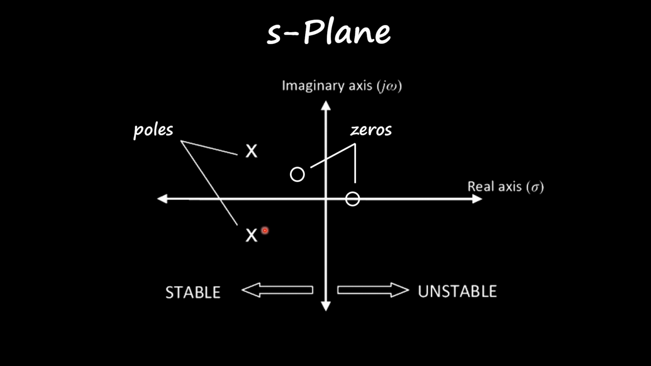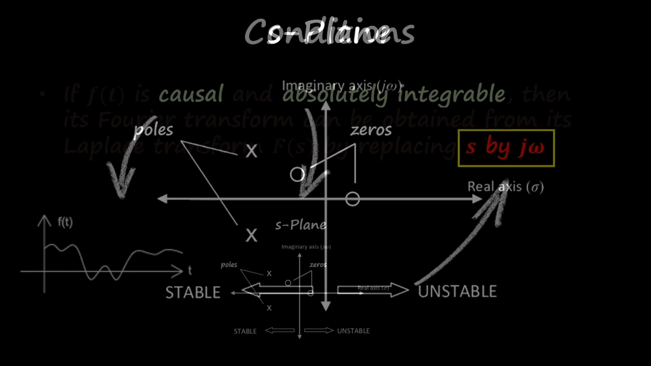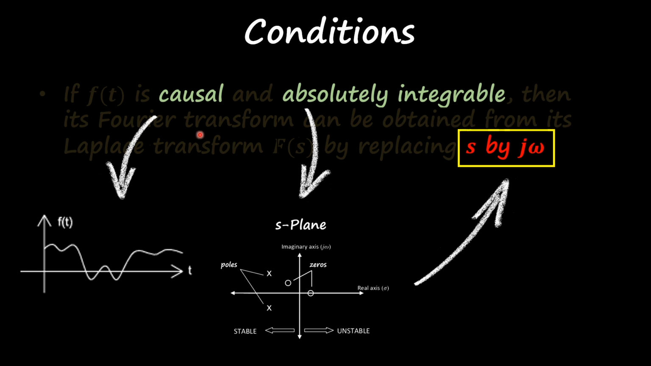Then you plot those poles into this plane, and if the poles are on the left half side of the plane, on this side, it means that your system is stable, and that means that your integration in time is going to converge. So if the signal is causal and absolutely integrable, that means that I can do this substitution between s and j omega back and forth.